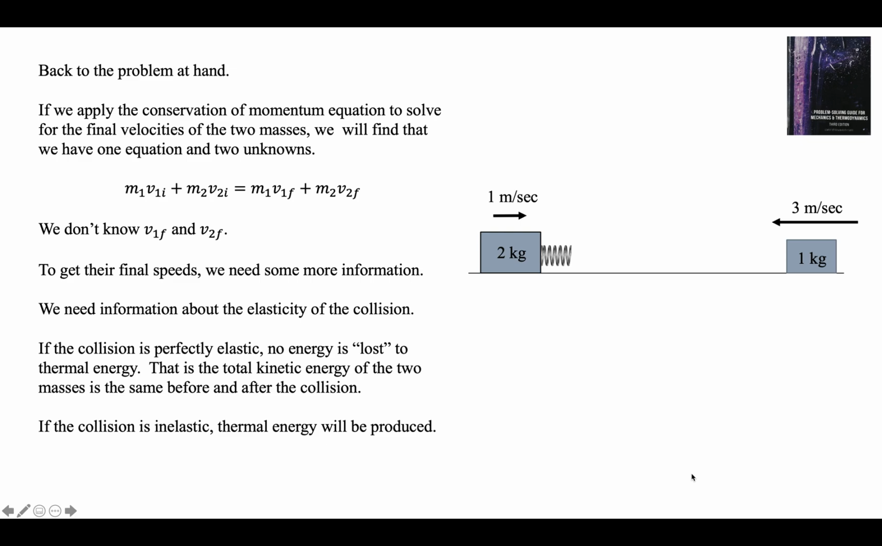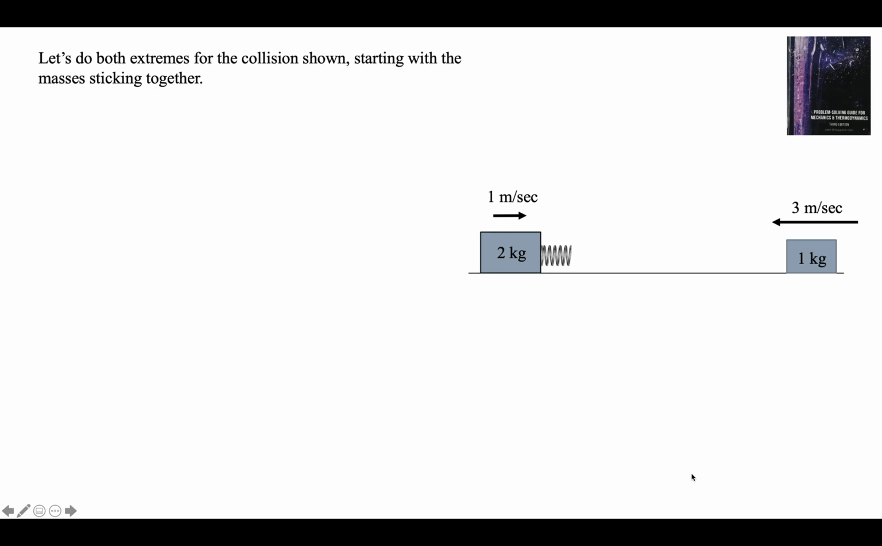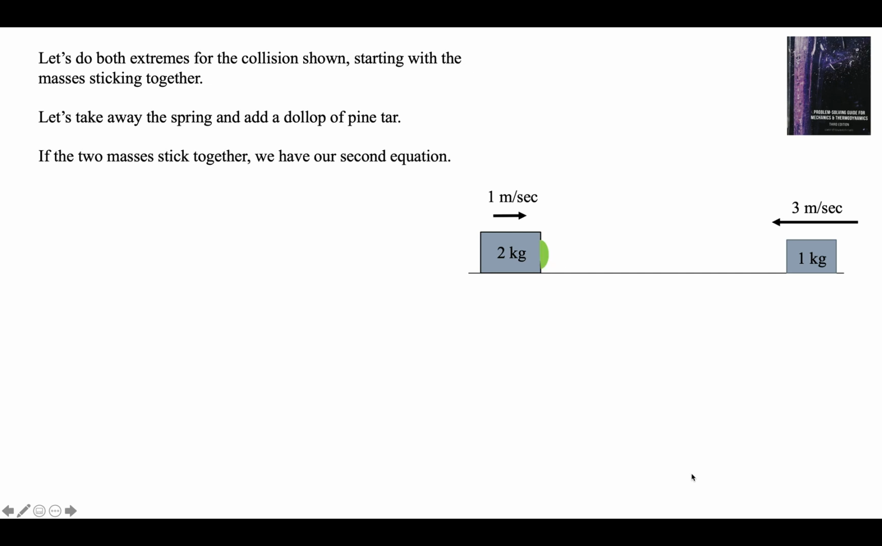If it's inelastic, you have to have thermal energy. And if it's perfectly inelastic, then they stick together. So let's do both extremes: perfectly inelastic, sticking together, and perfectly elastic, no thermal energy is generated. So we'll do inelastic first. They stick together. We're going to take away the spring and put some pine tar there so they stick together.